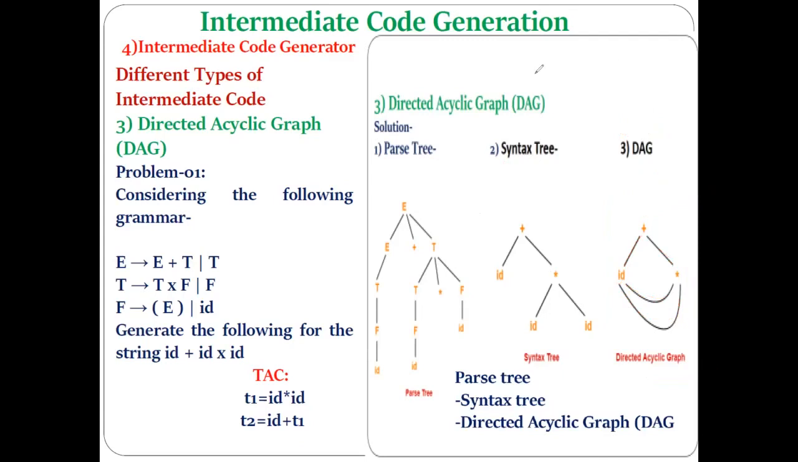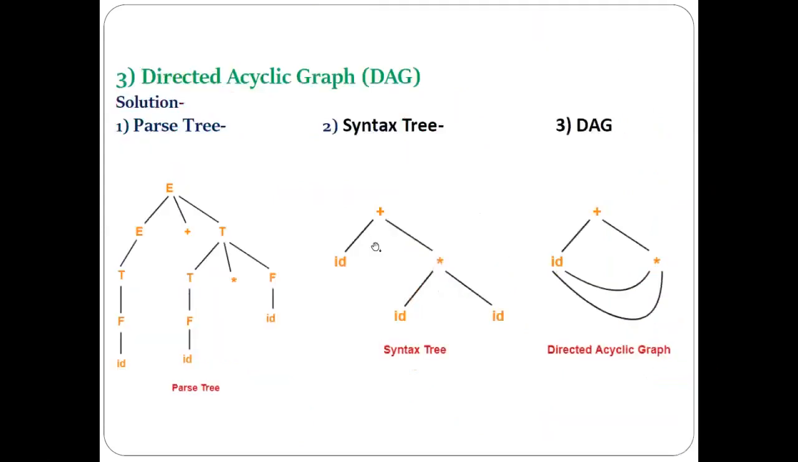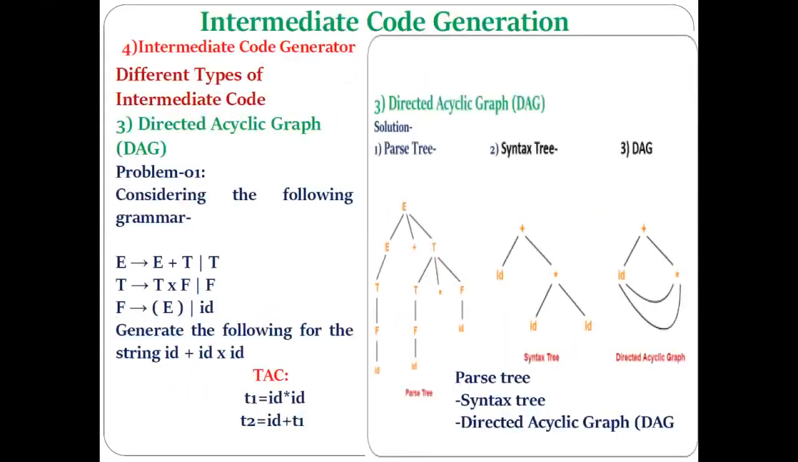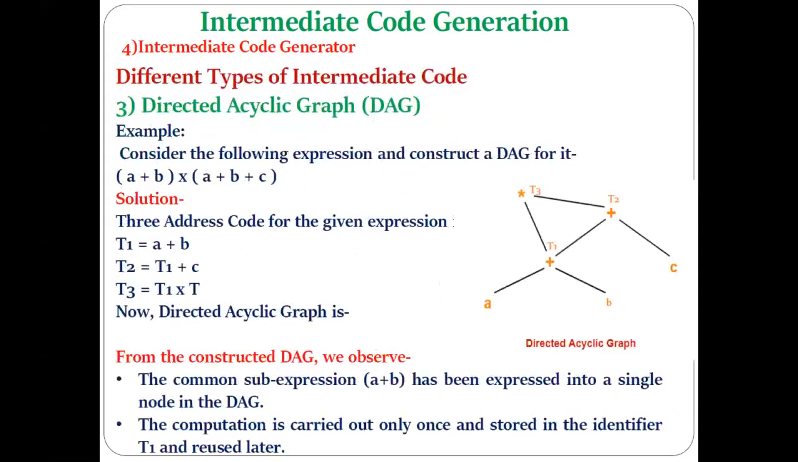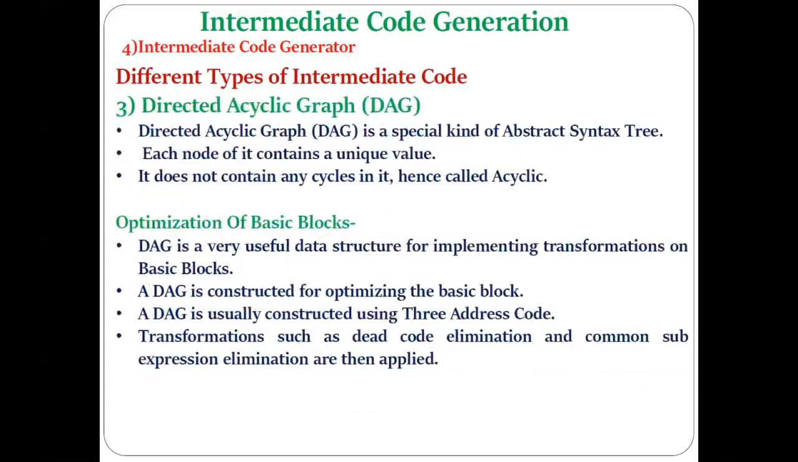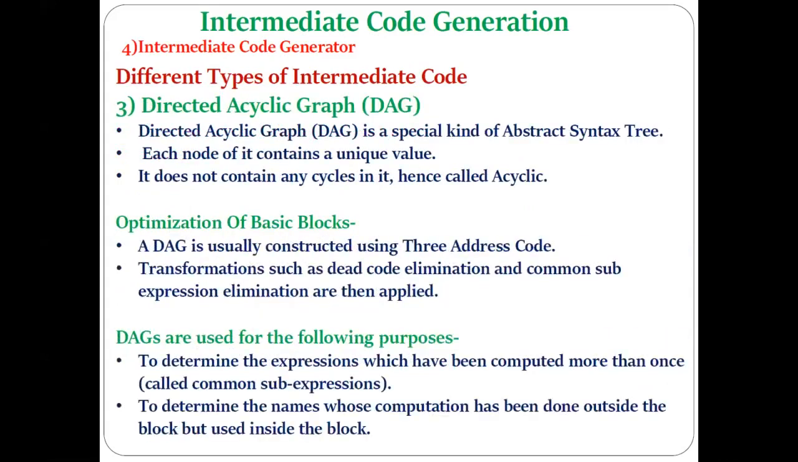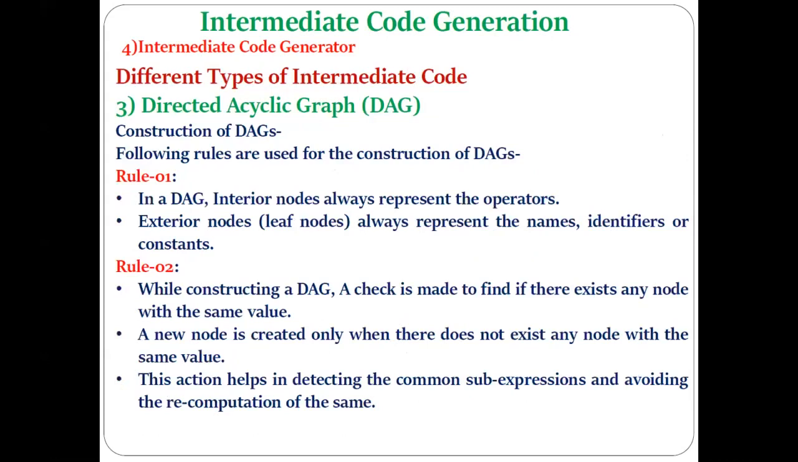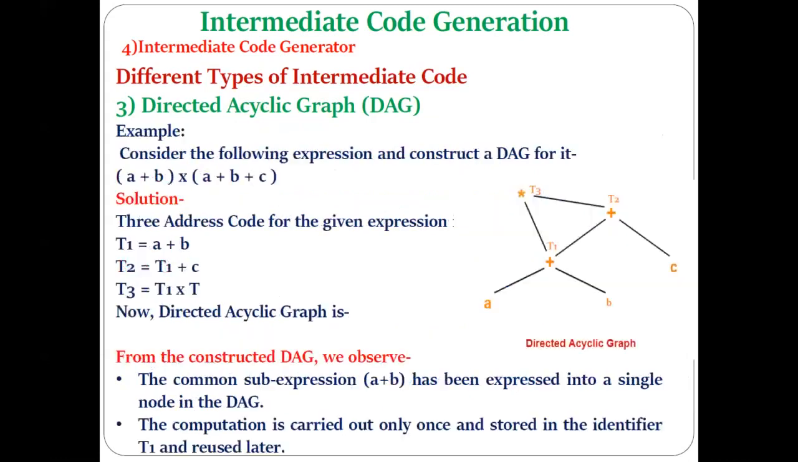Understood? So here you have simply understood what exactly the types of intermediate code are and what their differences are as compared with one another. So all the three types we have discussed now. First, we have discussed the three address code, then we have discussed the syntax tree, and then we have discussed the DAG, how to draw the DAG, the rules for that, and where it can be utilized. DAG is not just utilized for intermediate code purposes. DAG can also be utilized in code optimization. That also I told you.